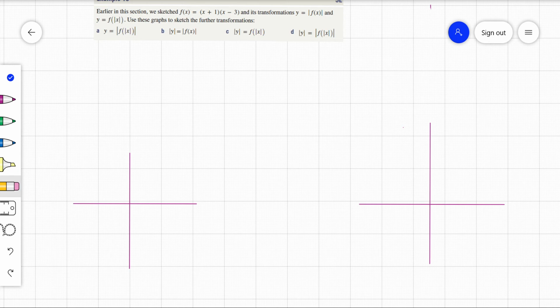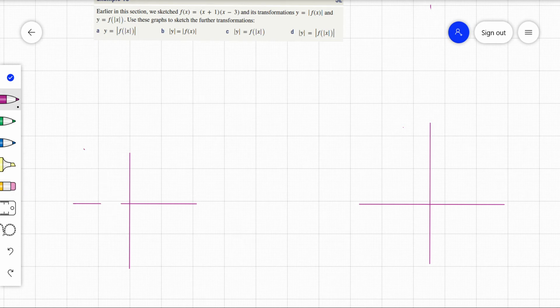All right, let's have a look at these. So they said earlier in this section, but let's go from there. So we've got f of x equals x plus 1 times x minus 3, which is a quadratic. We know this quadratic cuts through at minus 1 and 3 as its zeros.